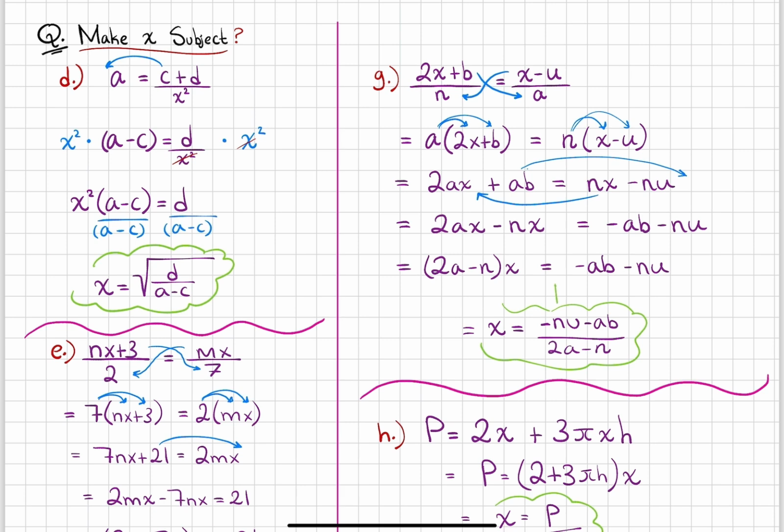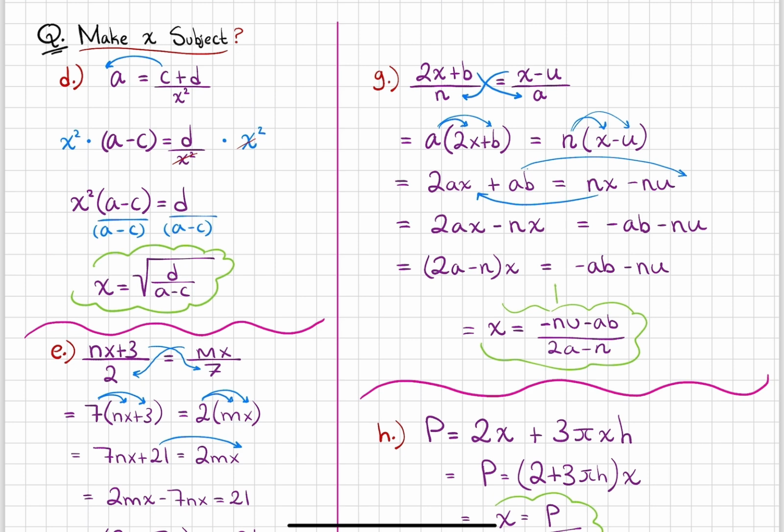Now combine like terms and shift the like terms onto opposite sides. 2ax - nx is equal to -ab - nu. From here, factor out the x. (2a - n) bracket x is equal to -ab - nu.